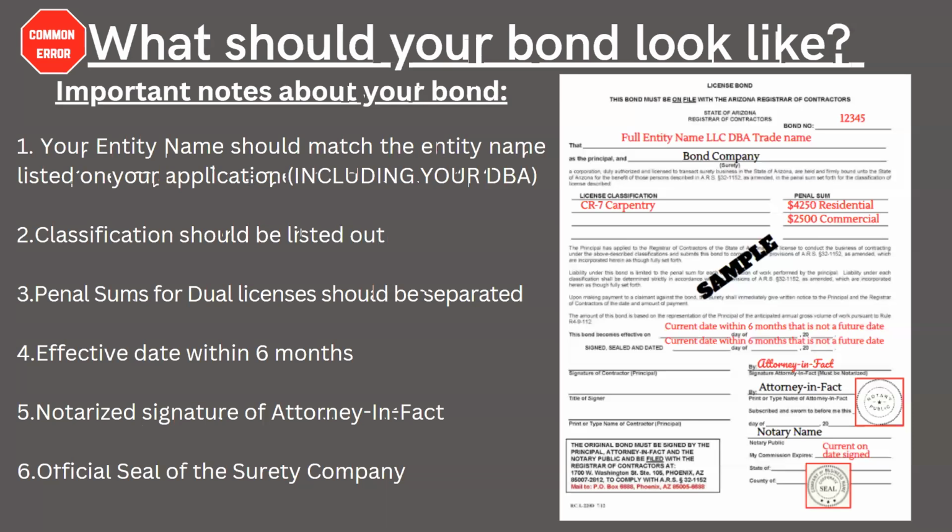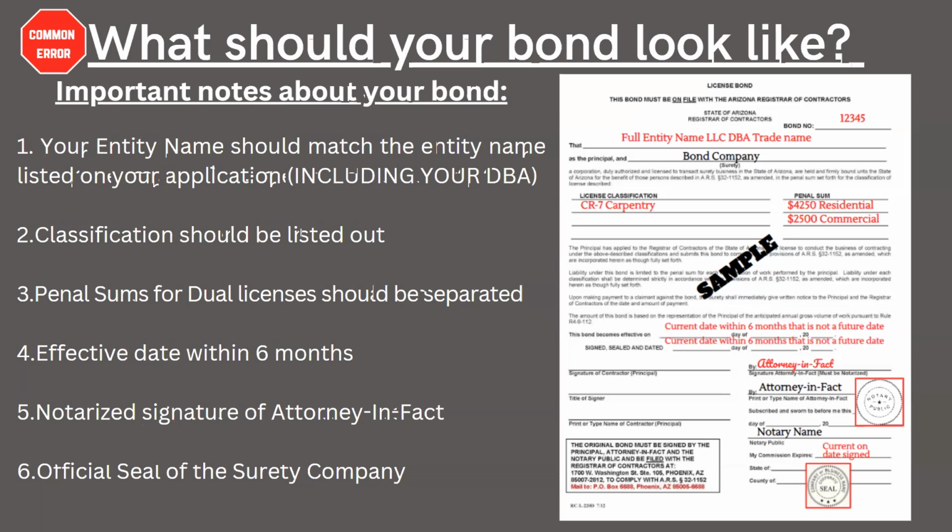For dual classifications, the sums need to be listed out separately. So again, in the example, we have the 4,250 residential, 2,500 commercial. If you are applying for that dual license, make sure that your bond company separates the amounts for you. The effective date must be within the last 6 months and it can't be a future date. If your bond is older than 6 months, then you'll need to provide additional documentation to us. So just keep an eye out for that.